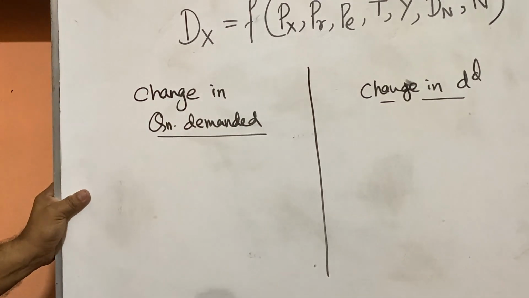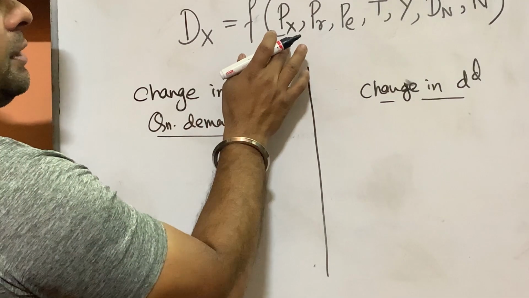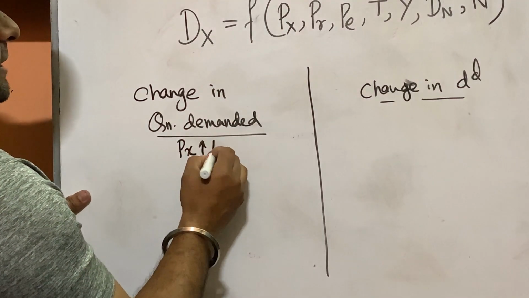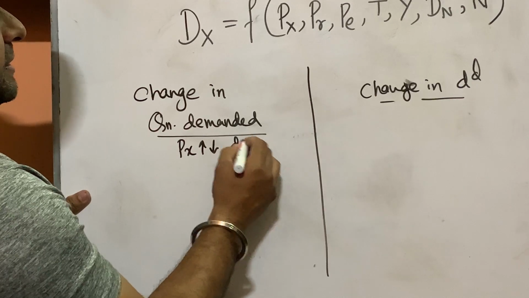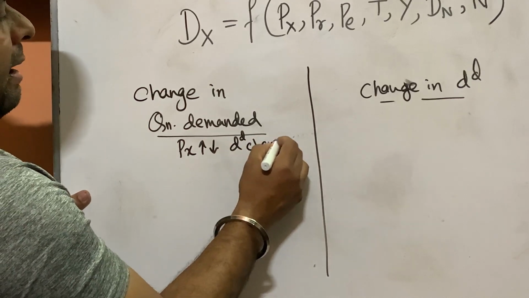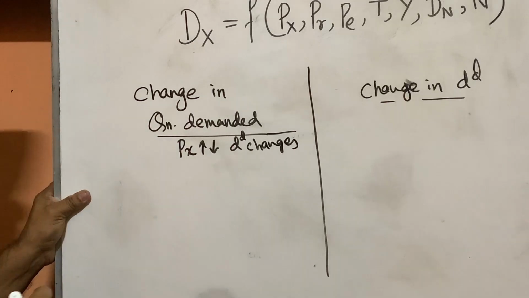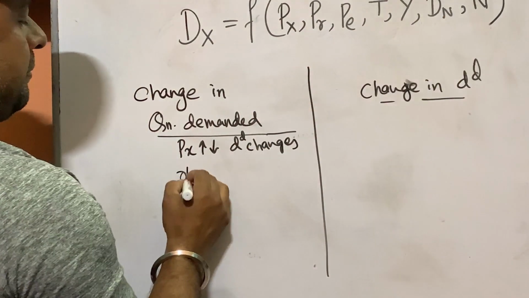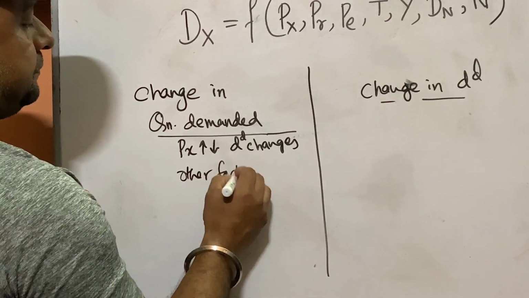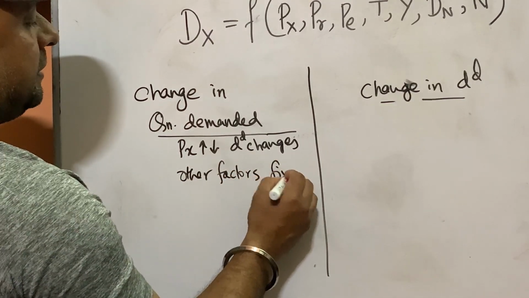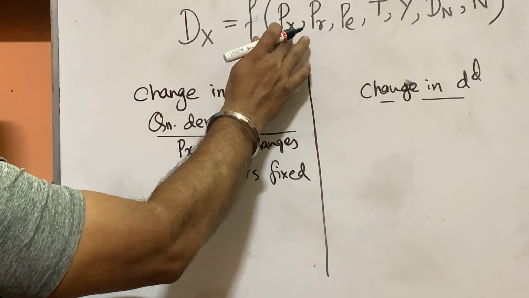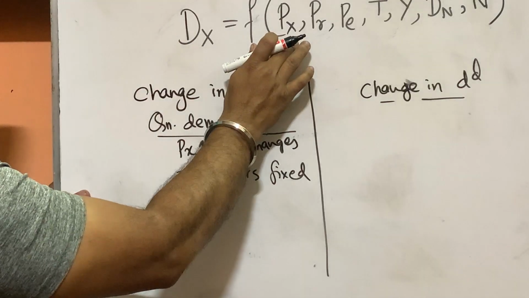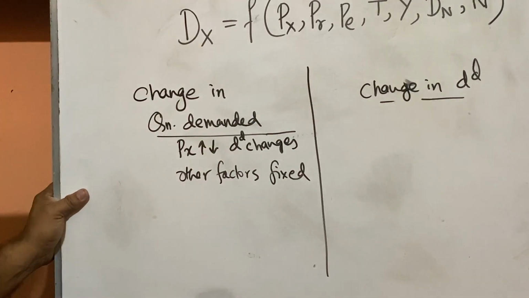Change in quantity demanded means when the demand of a good changes with the change in the price only. With the change in the price, if demand changes, then it is called change in quantity demanded. Then the other factors are fixed. All the other factors are fixed. No change in the other factors. Only price is changing, meaning only demand is changing with the change in the price. Other factors are fixed.